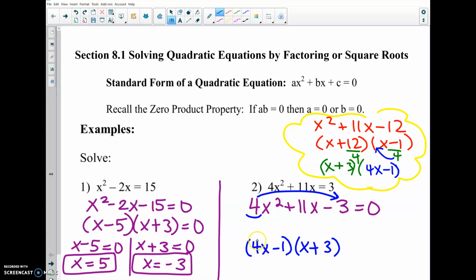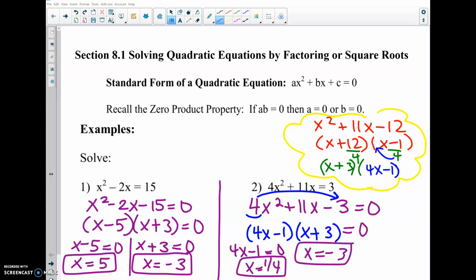so that is where I got these two factors from. Set them equal to 0, and go ahead and solve those two factors, set equal to 0, and solve each of those equations to find your two values of x. That would be the answers to number 2. So your answers are positive 1/4 and negative 3.